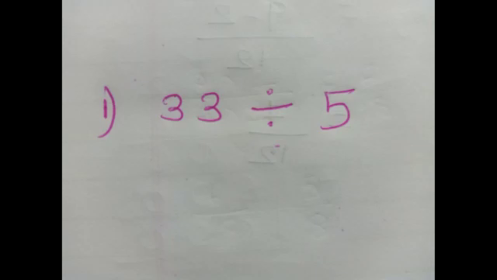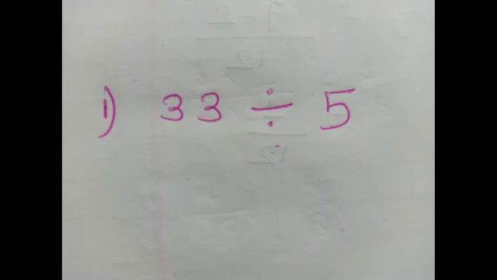Okay, now students, always keep in mind that in the question the first number is always the dividend and the second number is the divisor. They will not write 5 divided by 33. No, always the dividend is written first and then the divisor is written. So it is 33 divided by 5. So now we have to solve this.